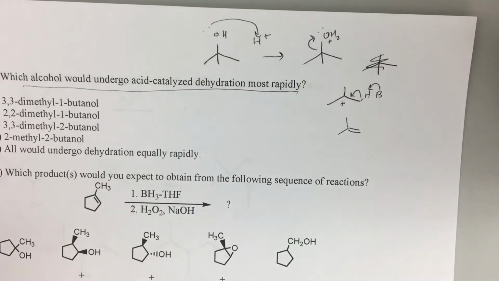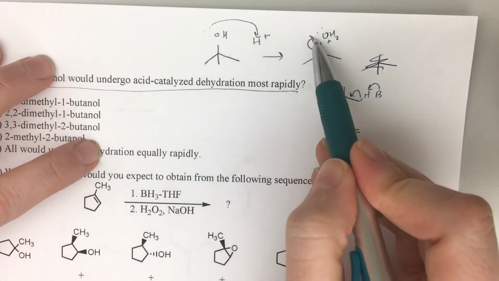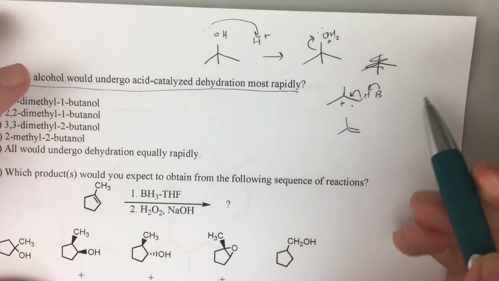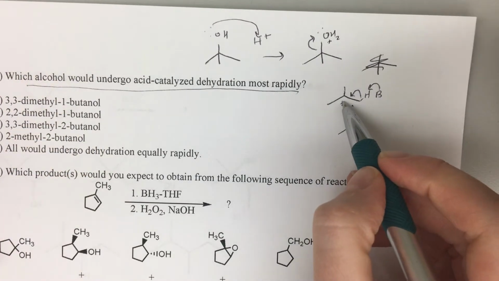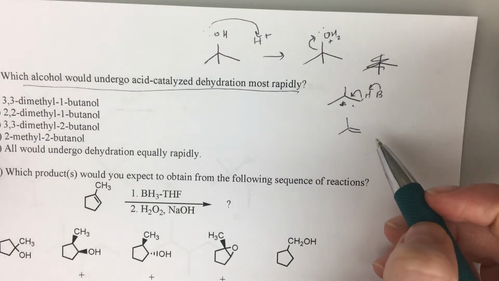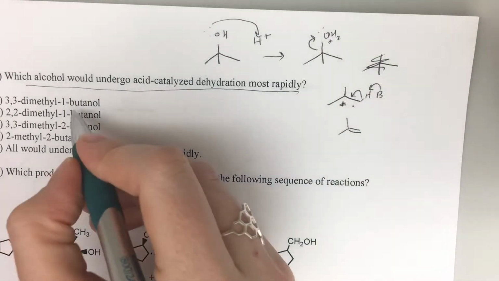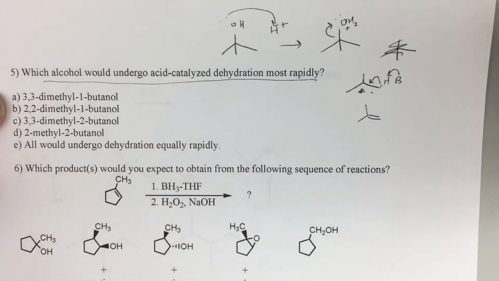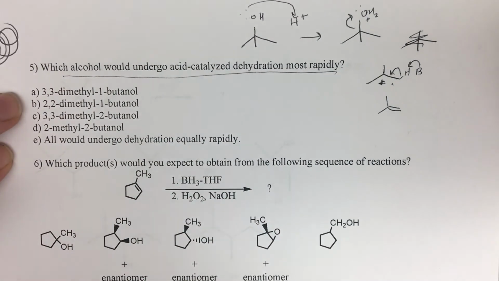Well, the slowest step, the rate-determining step, is this leaving group leaving and forming a carbocation, because that's not very stable. So the one that will have the most stable carbocation is going to be the best option. So I would draw all these out and look to see which is going to give you a tertiary carbocation.